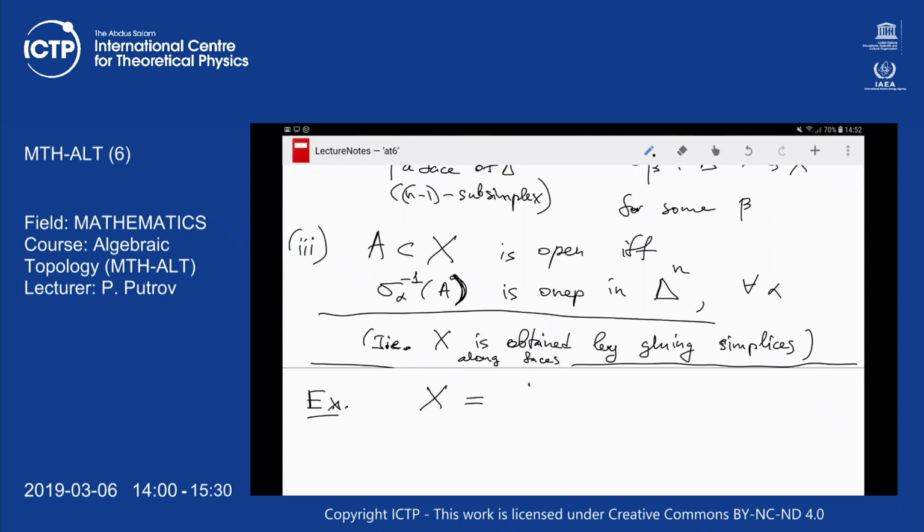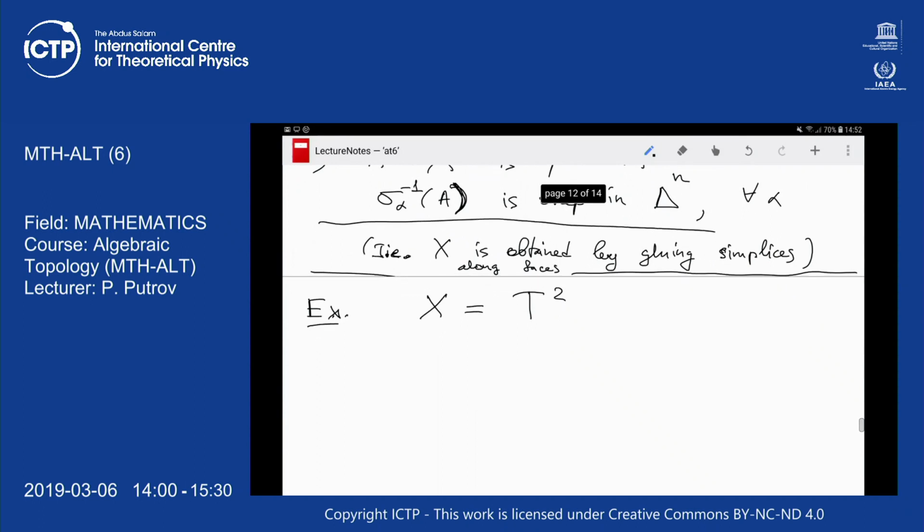So let X be a two-dimensional torus. So we want to introduce a delta complex structure on this two-dimensional torus. As you remember, we can realize the two-dimensional torus starting from a square and considering a quotient by identifying this edge and this edge, and identifying this edge with this edge, right?